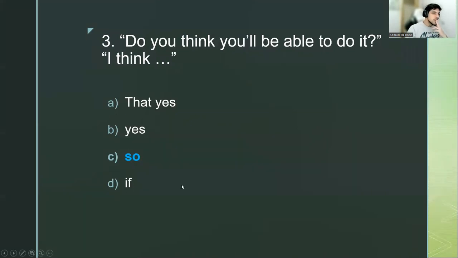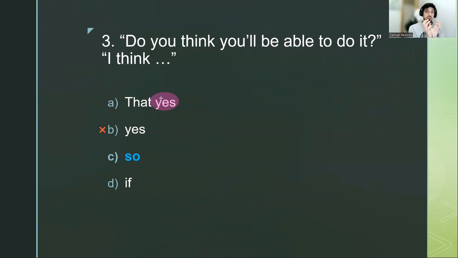Okay, so why not then? I think that yes. That makes more sense, right? I think that yes, yo pienso que sí. Why not? It's not correct. Okay, yes is a word that we cannot use in a sentence, okay? I think that yes is not possible in English. That is not Spanish. So yes can only be used isolated.